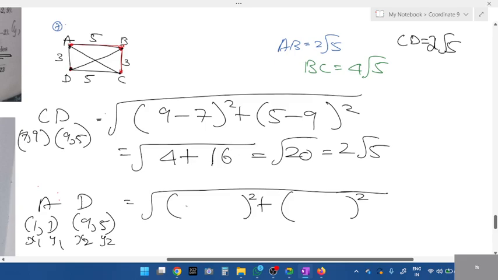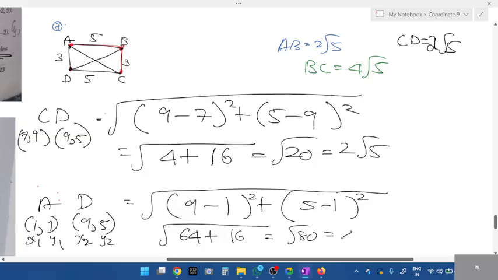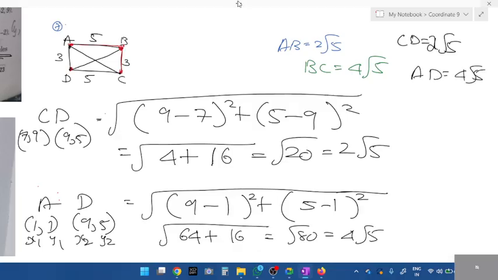What is x2 minus x1? 9 minus 1. Yes, 8 square is 64 plus root 80. How much is root 80? AD is equal to 4 root 5. Okay, four sides are done.